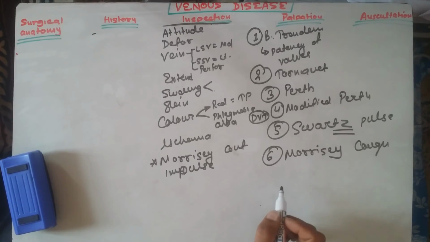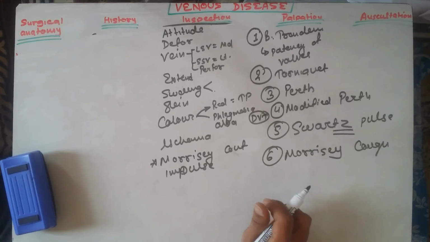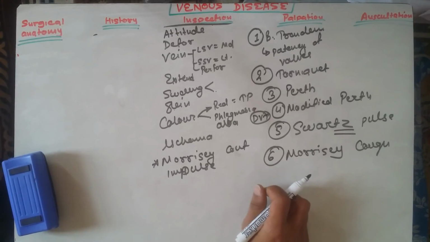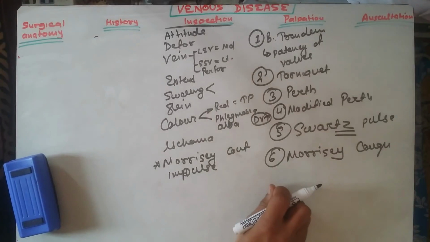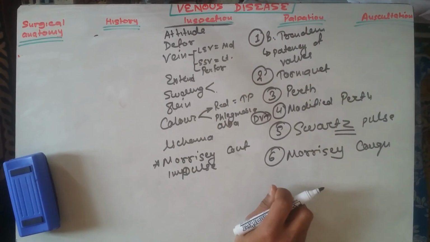Okay, so these were the different palpatory methods for the diagnosis of venous disease. Okay, thank you.